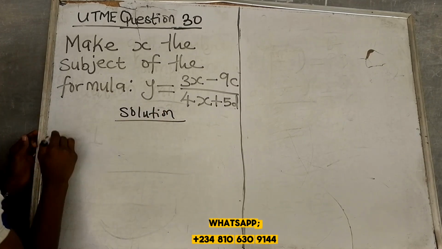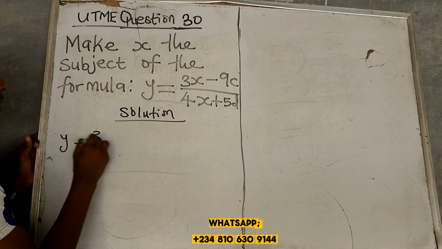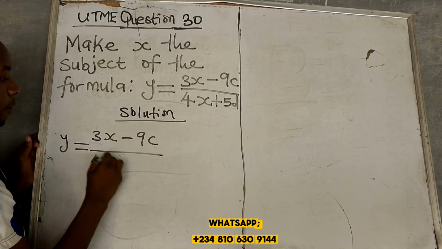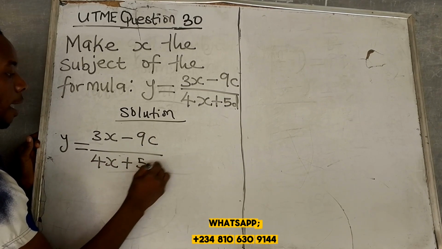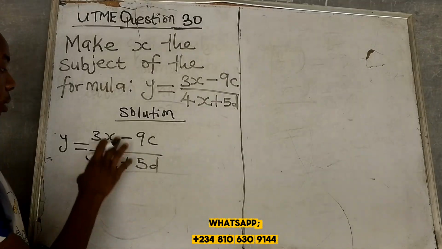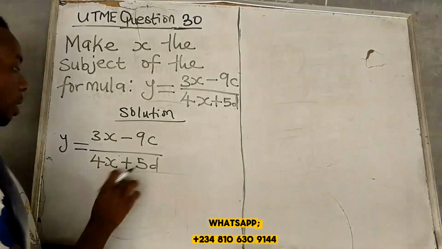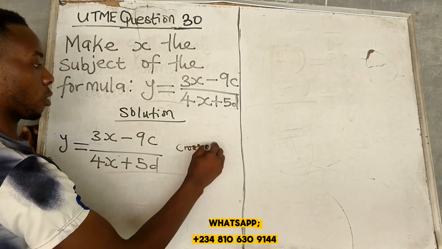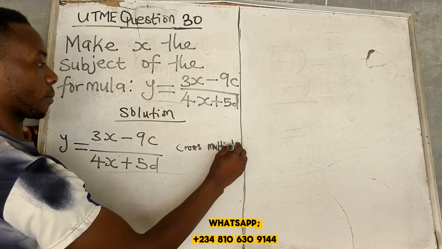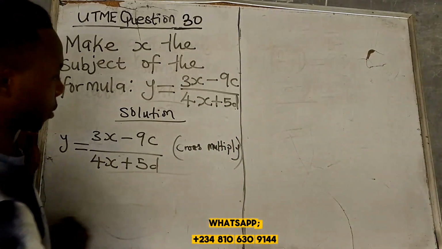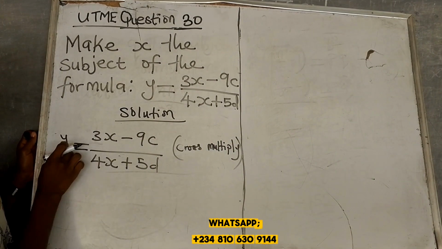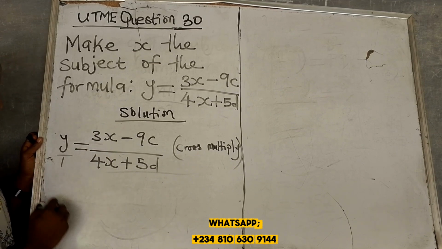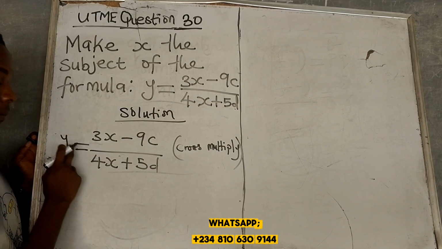So, this is the question. y equals (3x minus 9c) divided by (4x plus 5d). Now, cross multiply so that we can cancel this fraction. When you cross multiply, this will multiply this, y over 1, this will multiply 1, and this will multiply x. So this will multiply y, this will multiply y.